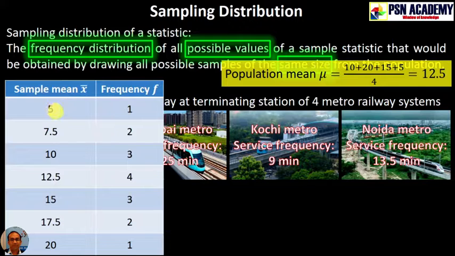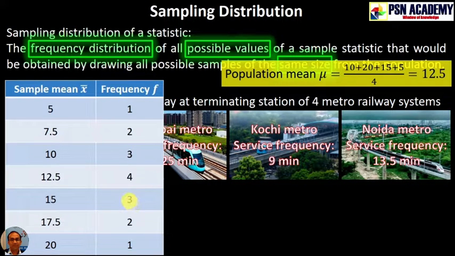That means the sample mean 5 appeared only once. That is why we have written 1 here. 7.5 appeared twice. That is why we have written 2 here. In this way, you see 12.5. It appeared 4 times, right? In our previous slide, we have seen that. That is why we have written 4 here. So in this way, if you write the data in a frequency table, it will take less space, right?